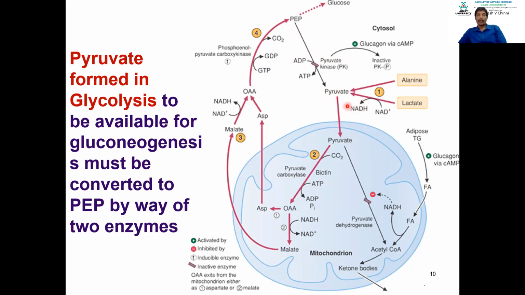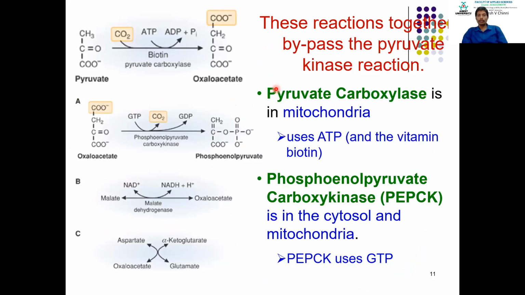And pyruvate is not only produced by phosphoenol pyruvate to pyruvate, the amino acid alanine also gives pyruvate. And lactate also will be reversed back to form pyruvate, where NADH is produced. Okay. So that is the step of how pyruvate will be converted into phosphoenol pyruvate. So next, what happens? So yeah, these are the step-by-step just given.